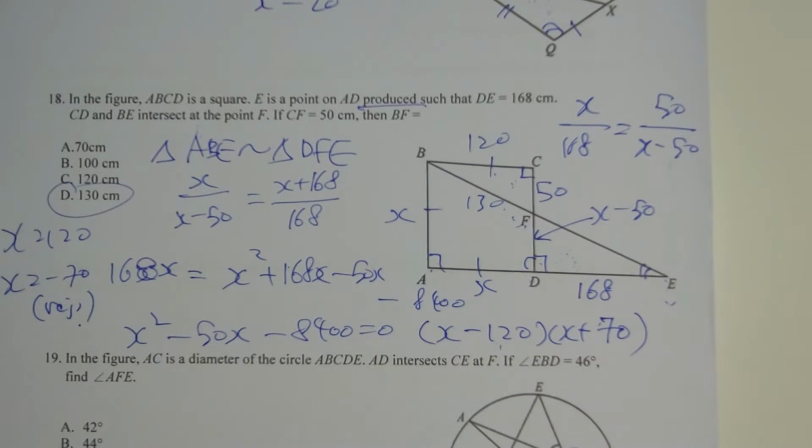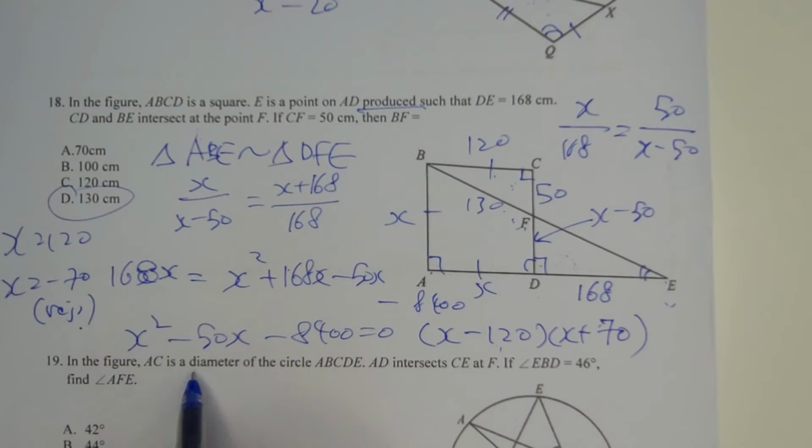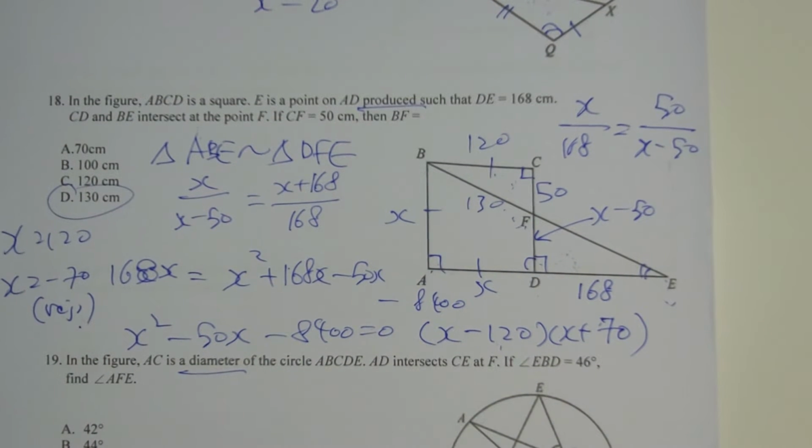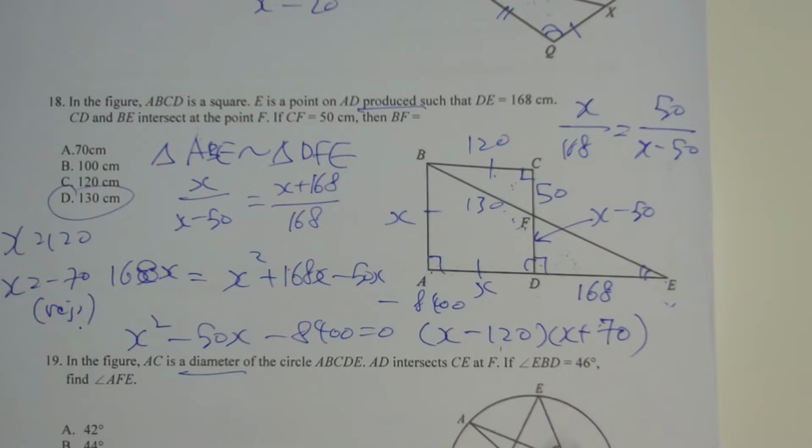Now go to question number 19. In the figure, AC is a diameter, that's a keyword, and AD intersects CE at F. Now angle EBD here is 46 degrees, and you need to find angle AFE.